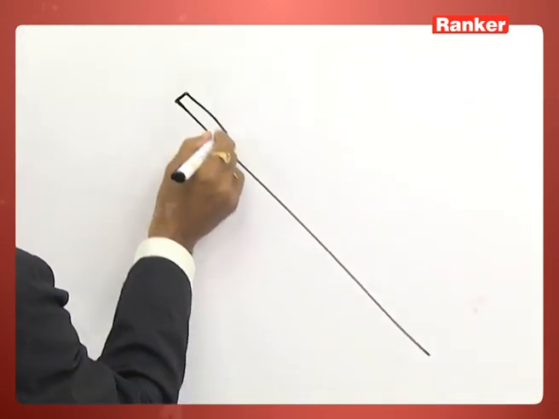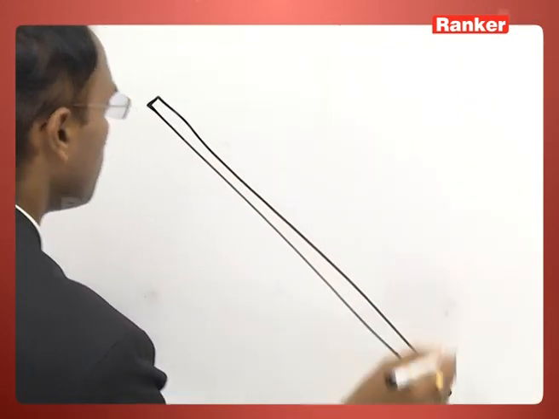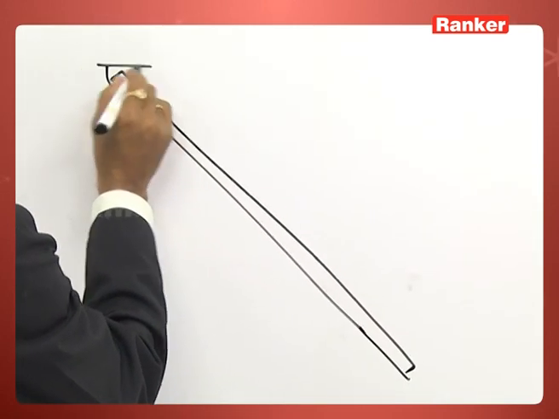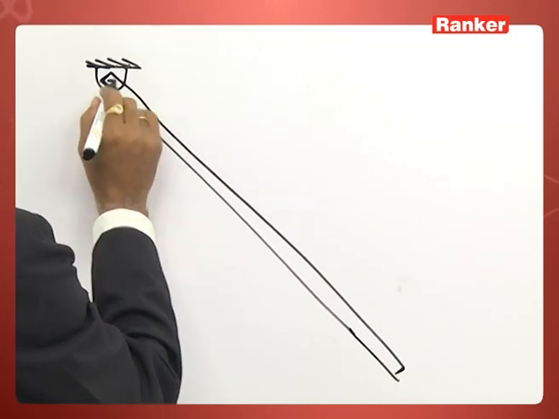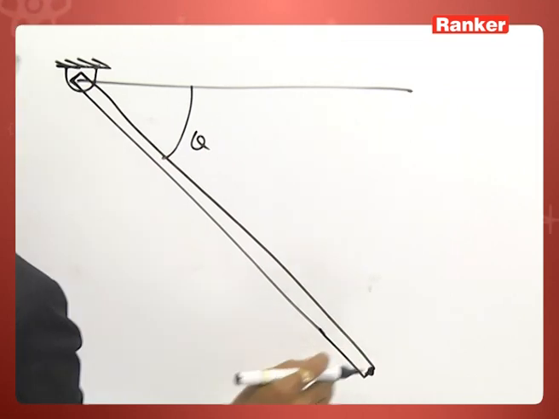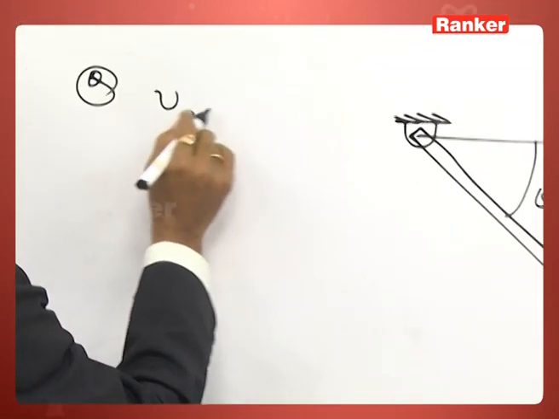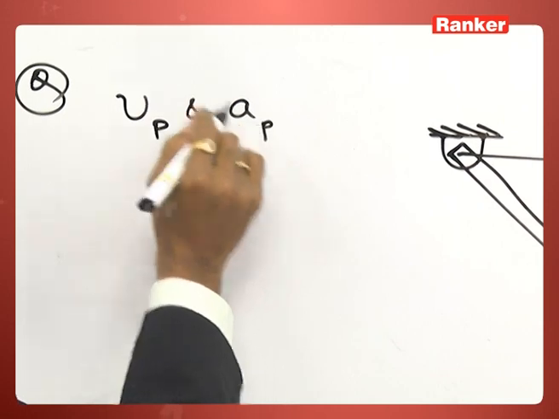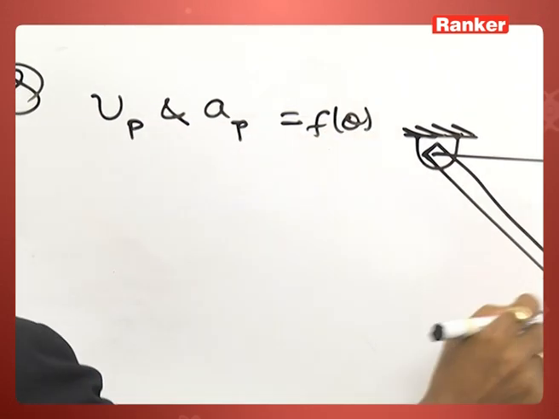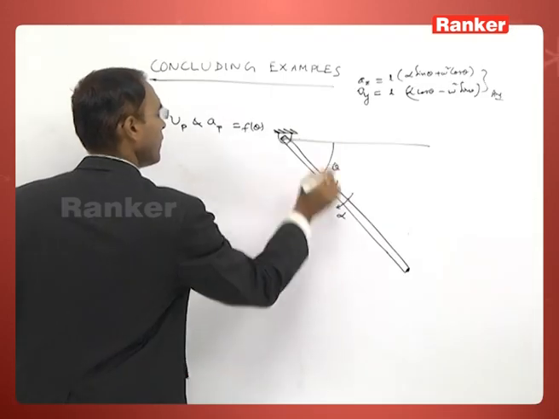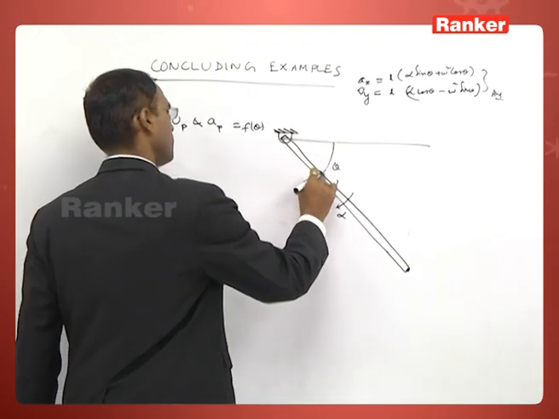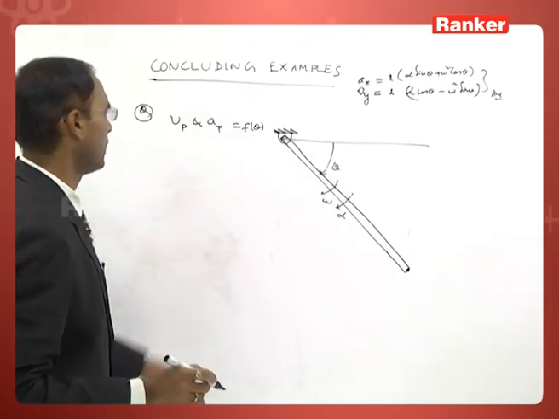Same question, a different approach. Find the velocity and acceleration as a function of theta if omega and alpha are given in the same direction, in the increasing order of theta.